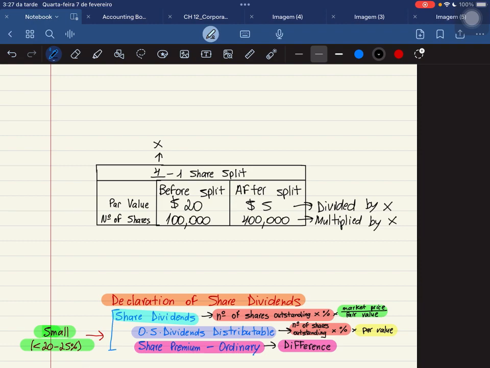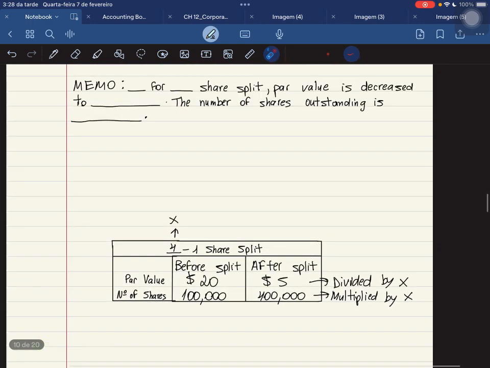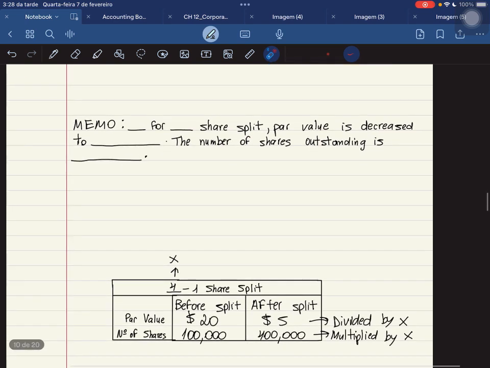And just one thing before we finish. Remember that I said that every time you split a share, you don't make any entries, right? But you would have to write a memo. This is what the memo would look like. Here, you would fill in with the information that you have. In our case, since this is a 4-to-1 share split, we would have 4-for-1 share split. Par value is decreased to 5. The number of shares outstanding, the new number, right, is 400,000.